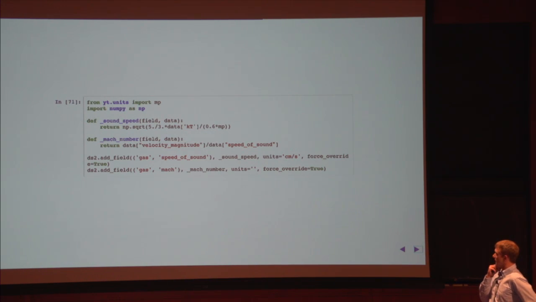In the next few examples, I'm just going to show that you can do the exact same thing, as you're probably not surprised to hear based on what I said earlier, using derived fields. So here I'm deriving fields for the sound speed and the Mach number, which I didn't have to do because they're already in YT, but they're nice, simple examples. So I'm defining the speed of sound and the Mach number, telling them that they have units of centimeters per second and nothing in the case of the Mach number.